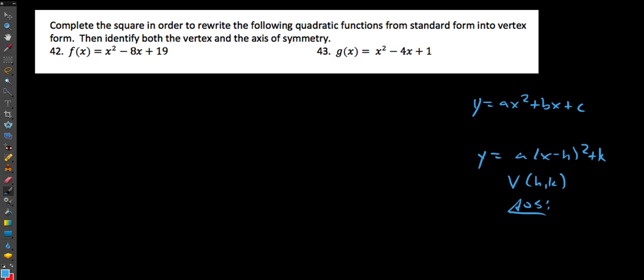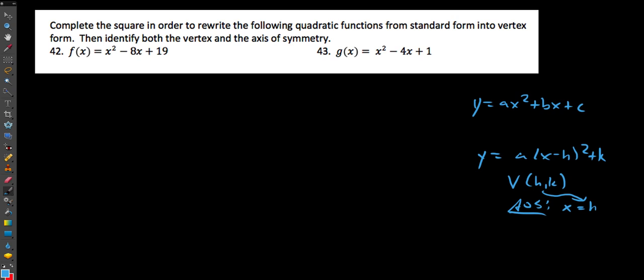And our axis of symmetry would be at x equals h since it shares the same x value as our vertex. Whereas up here I have to do that whole negative b over 2a thing to find the vertex. So let's save ourselves some time. What we're going to do is complete the square in order to rewrite the following quadratic functions from standard form into vertex form. But then we're going to identify both the vertex and the axis of symmetry.